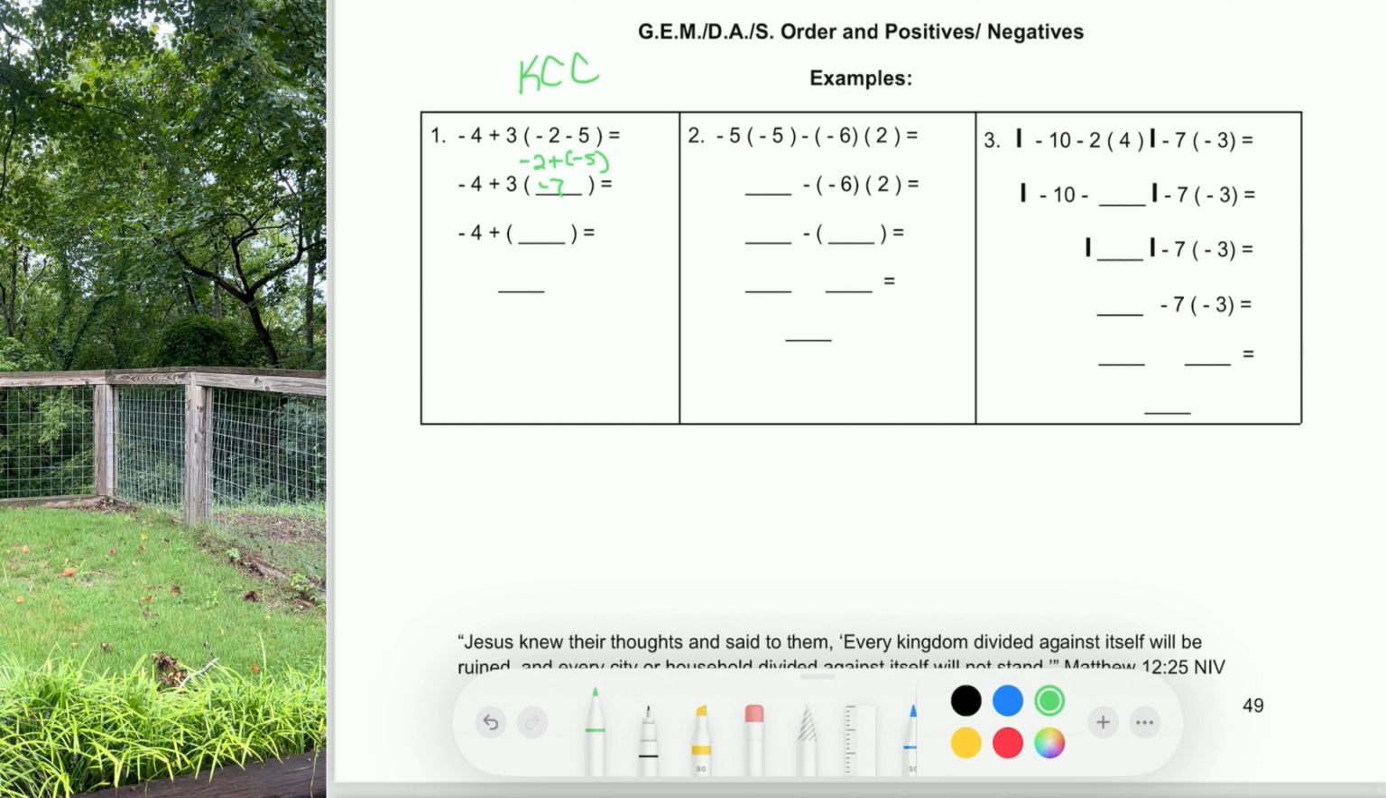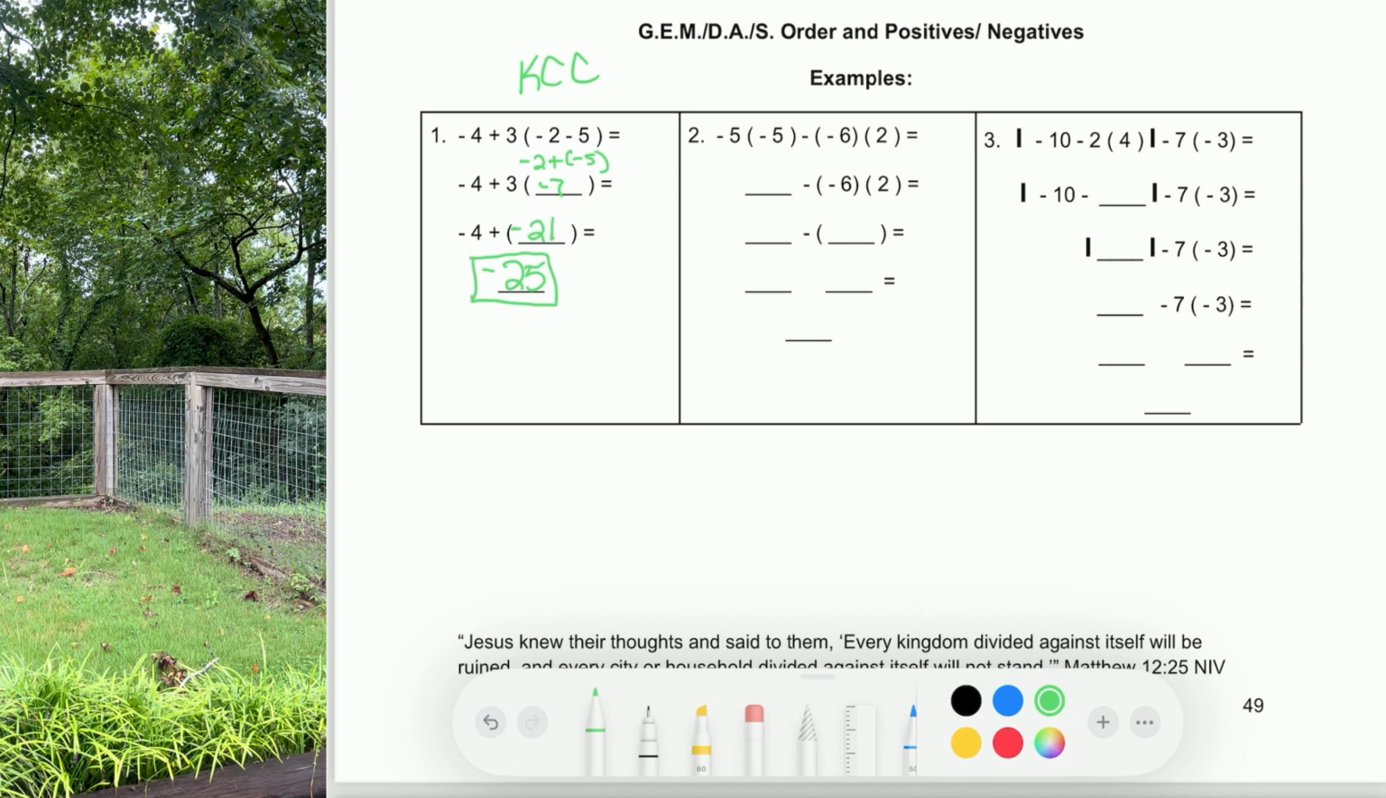Now we have a positive 3, because that's what this plus sign in the front means. Plus 3, or positive 3, times a negative 7. Well, our multiplication rule said if they are different signs, then we are going to have a negative number. So 3 times 7 is 21, and since they're different signs, it's actually a negative 21. Negative 4 plus negative 21, they're the same sign, so we add them and keep that sign and get negative 25.